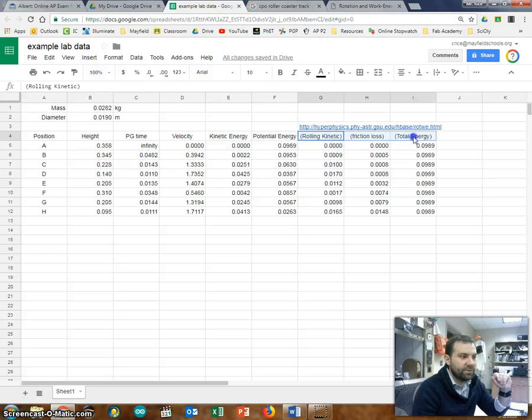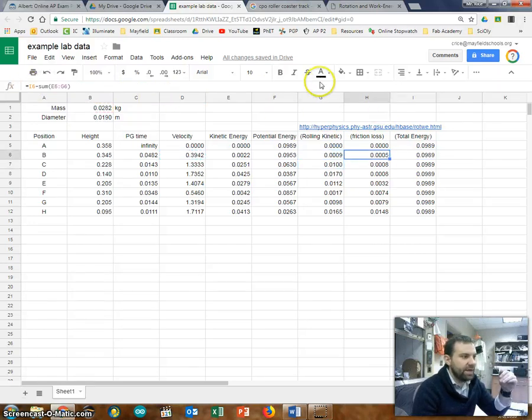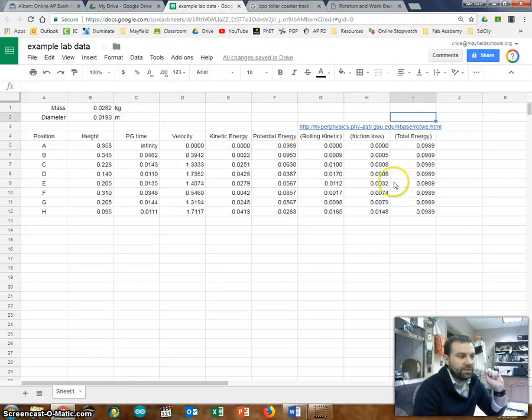These are more advanced: rolling kinetic, friction loss, and total energy. You don't need to have those. If you wanted to see just real quick, here's the equation. This is by far the most complicated one. Next up is the friction loss. I just took that and subtracted to get it from the total energy. The total energy is just my starting potential energy. That's the most energy I would have in the whole thing, and everything is going to lose from there based on friction. So these are all just this first potential energy amount, and then these other three are subtracted from it. Now, how do we make the graph?